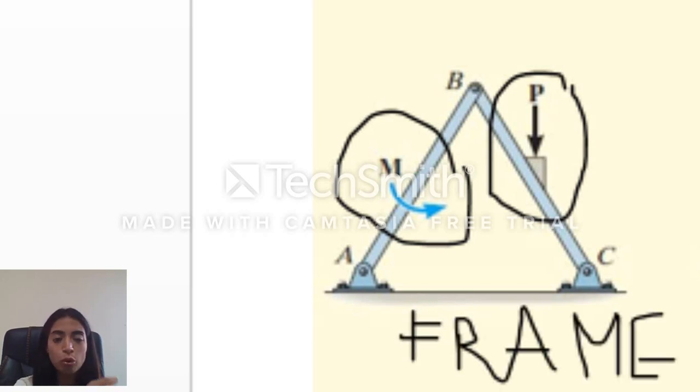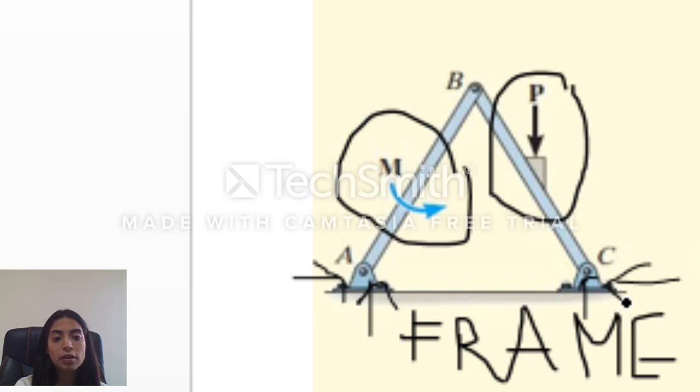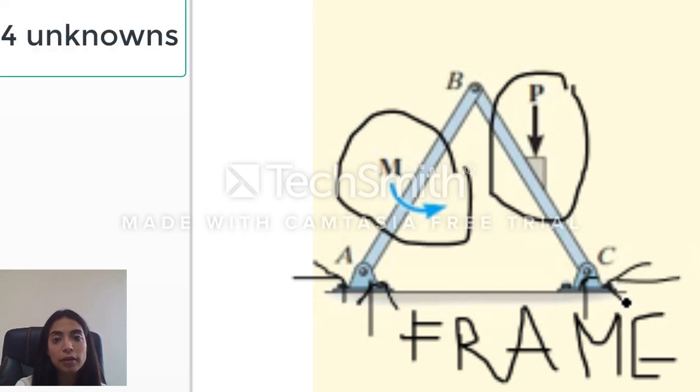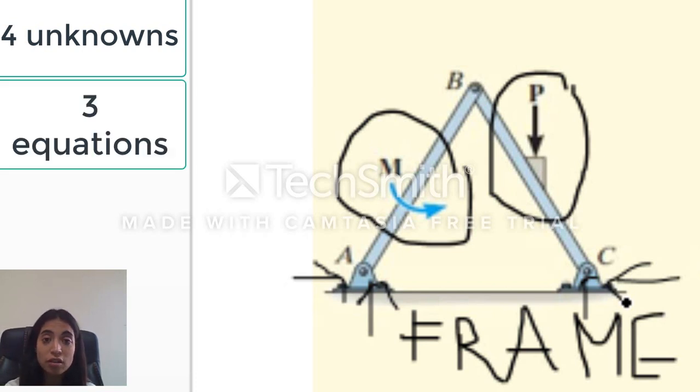If I take a deep look at this frame, I can see that I have how many unknowns? I have 4 unknowns because in fact I have 2 pins here. So at C, I have also a pin. It is not a roller, which means I have 4 unknowns. And I know, guys, that in 2D, I only have 3 equations: sum of Fx, sum of Fy, and sum of moments. So how can I solve such a problem if I only have 3 equations with 4 unknowns?